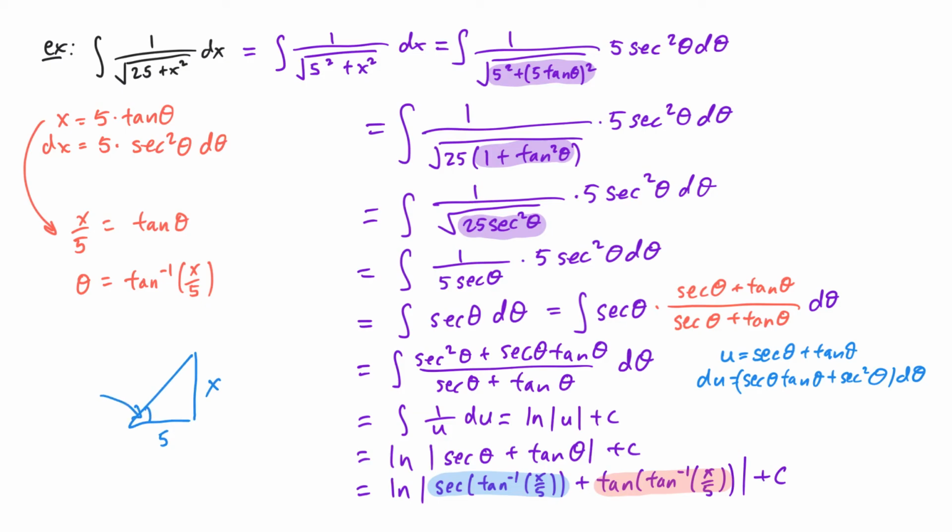Now the secant of that angle would be the hypotenuse divided by the adjacent side. According to the Pythagorean theorem, I know that the hypotenuse has length square root of 5 squared plus x squared. So the secant of that angle would be square root of 5 squared plus x squared divided by 5. So in the end, our antiderivative is ln of absolute value of square root of 5 squared plus x squared divided by 5 plus x over 5 plus c. And that's our final answer.